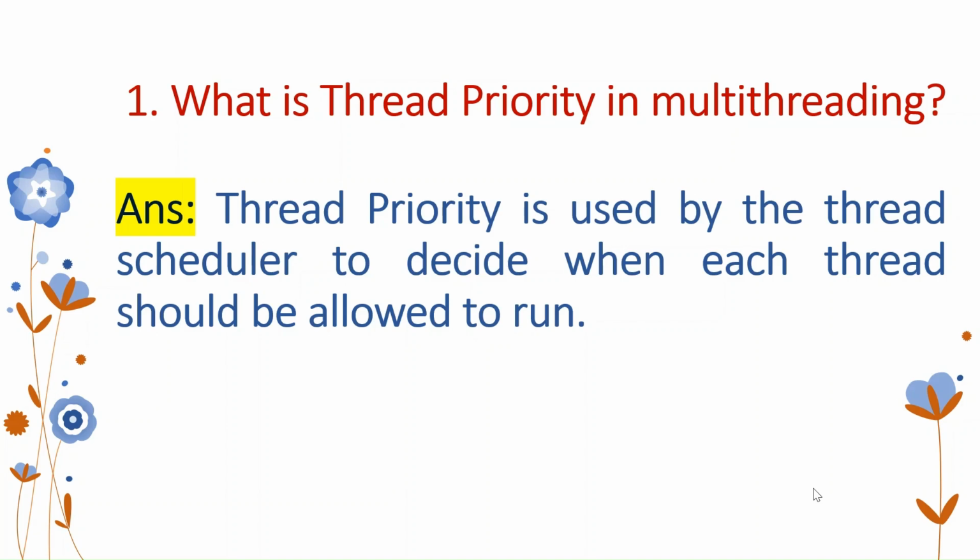Some threads may be most urgent, without which we cannot move further. Those threads will be given the top priority, and the scheduler is going to schedule them for execution based on thread priority. Suppose one thread's priority is 7, and the other threads' priorities are 5 and 2. Then the thread with priority 7 will be given the highest preference for execution.